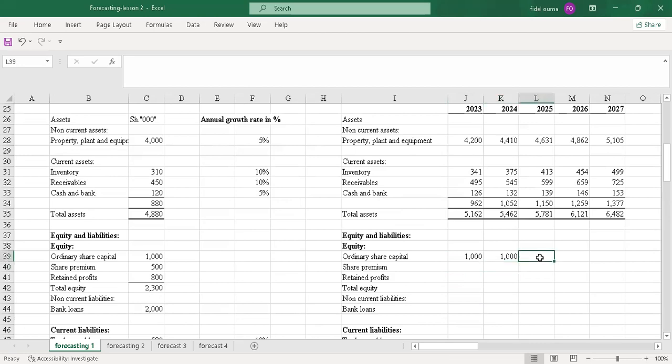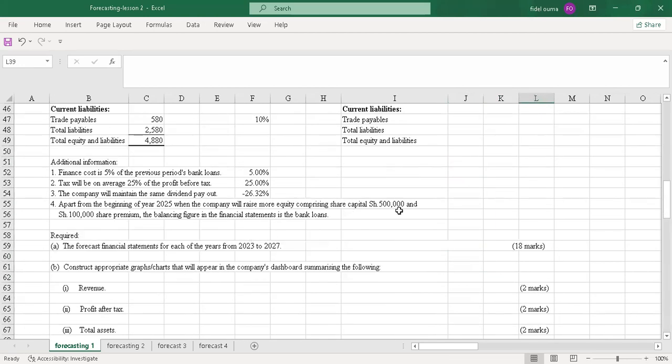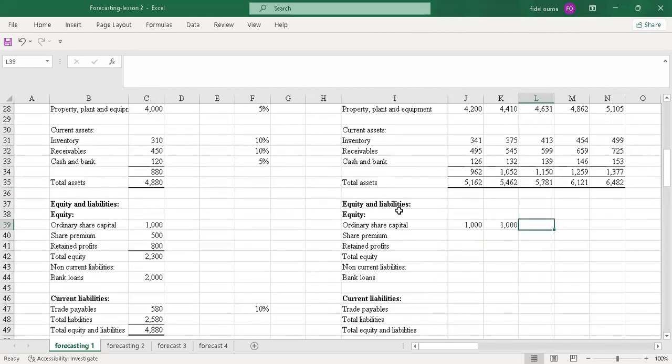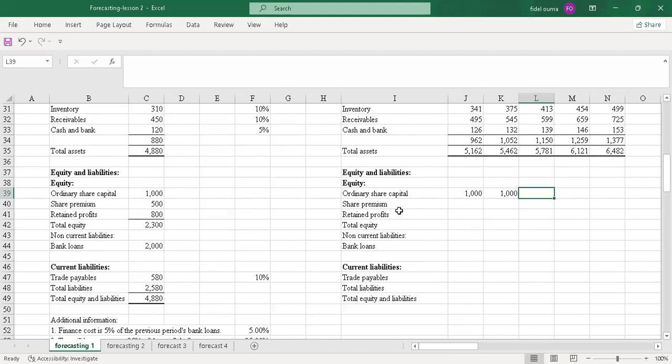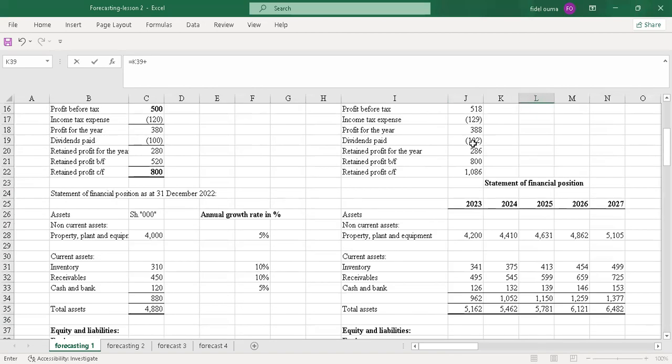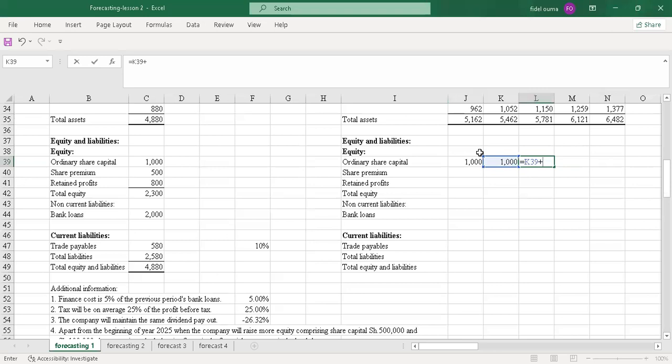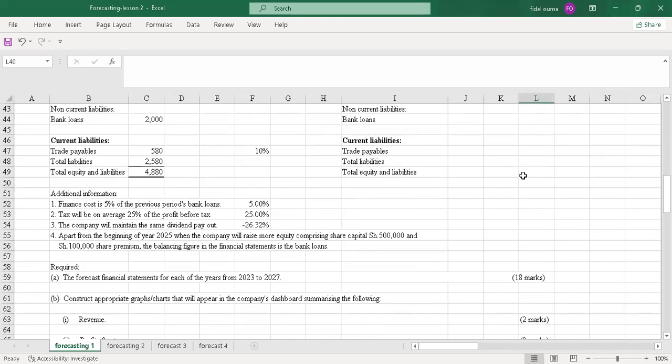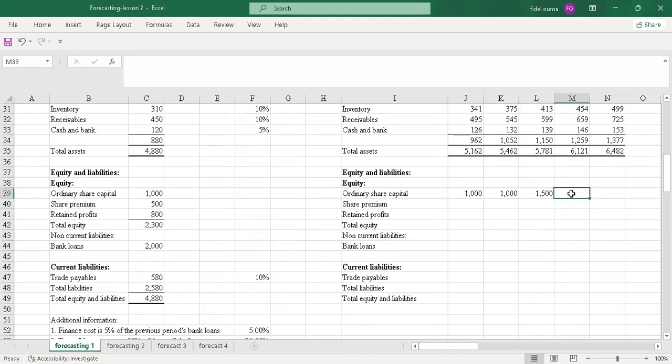Yeah, but when it gets to 2025, they raise more of 500. So it means it increased from 1,000. Yeah, these are 1,000. Then you add 500. It was 500,000, but these values are in thousands. Yeah, so we'll add that to 500. Yeah, so it will be 1,500. So it means that it was 1,500 all through up to 2027. So just say equals to, then you copy that.